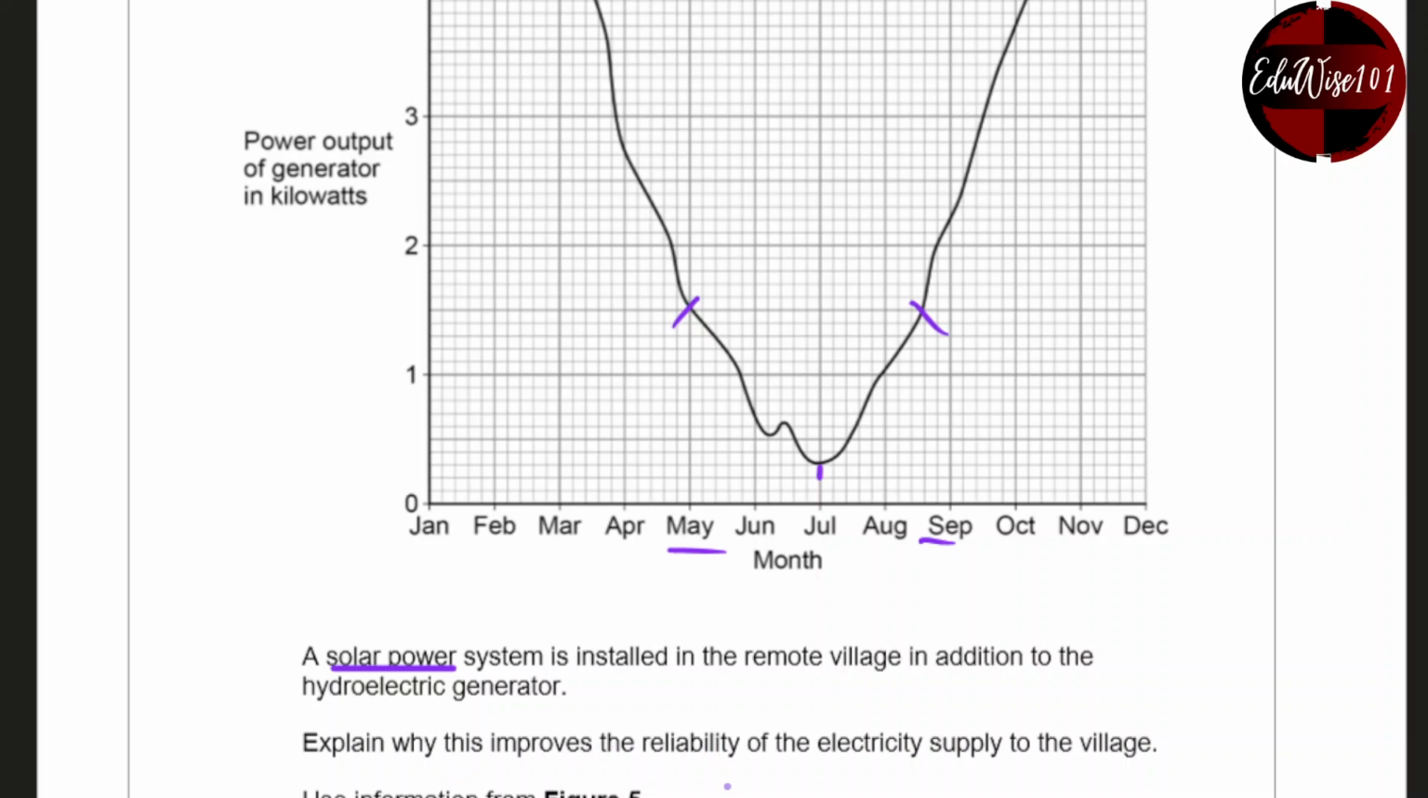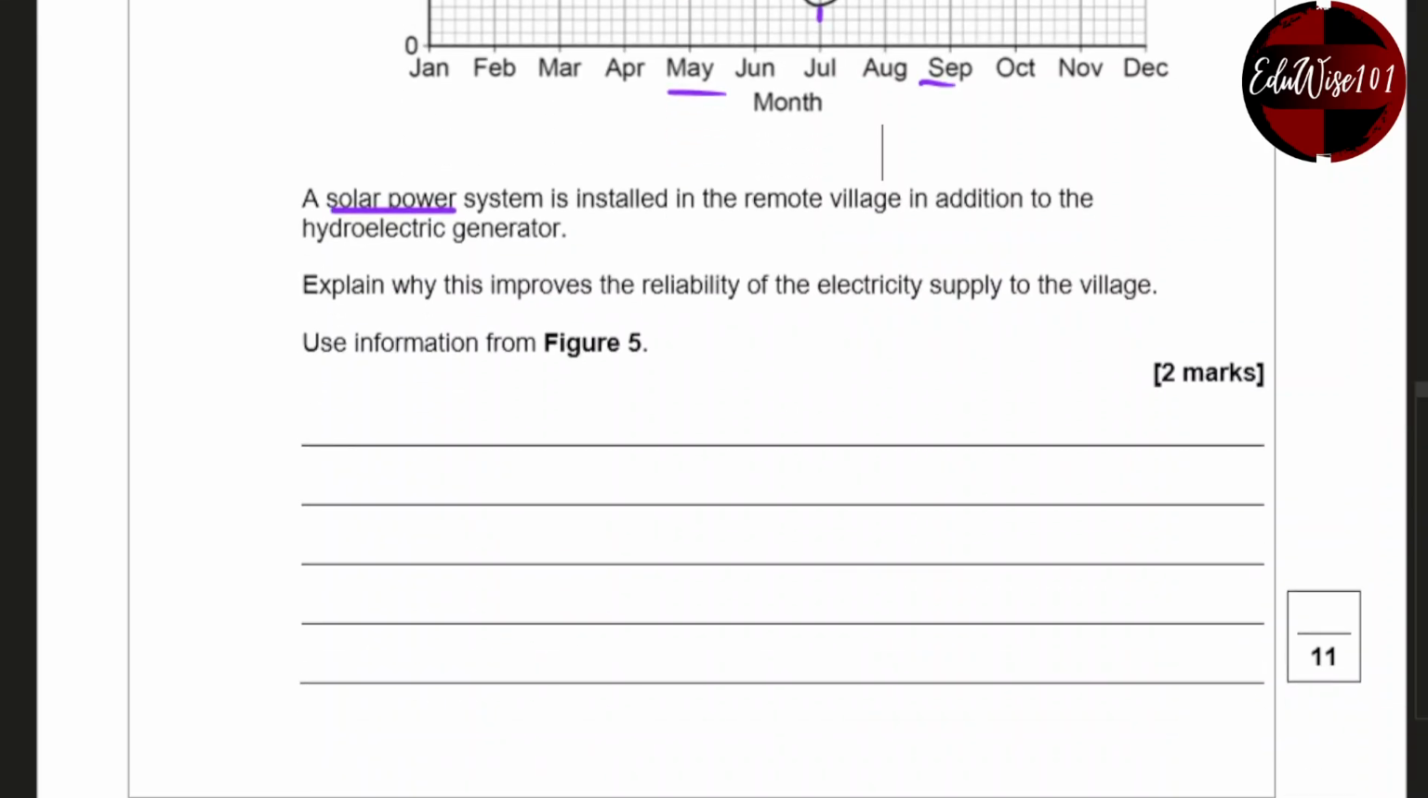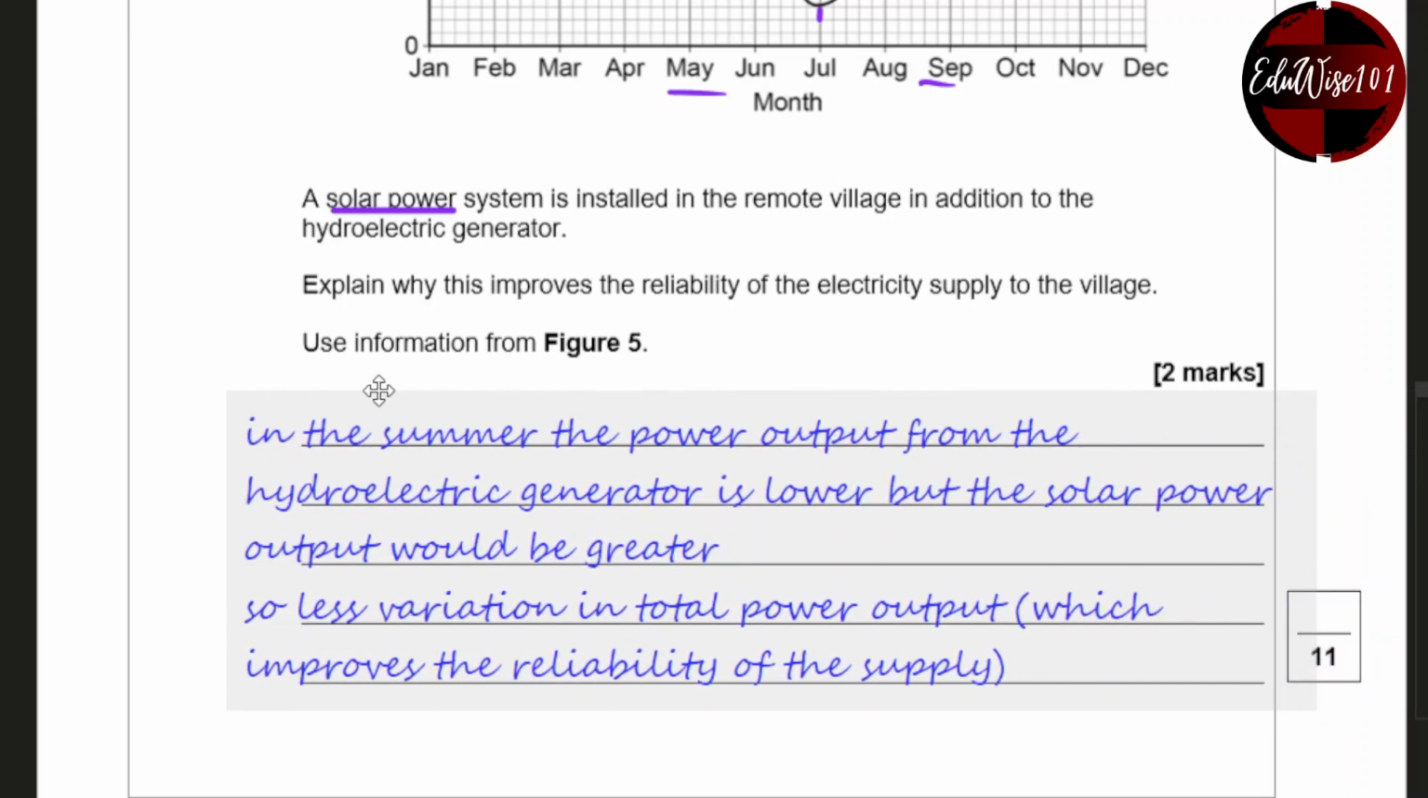Explain why it improves the reliability of the electricity supply to the village. Use the information, so we need to make reference to the graph as part of the answer. In the summer, the power output from the hydroelectric generator is lower, but the solar power output would be greater. So less variation in the total power output, which improves the reliability of the supply.